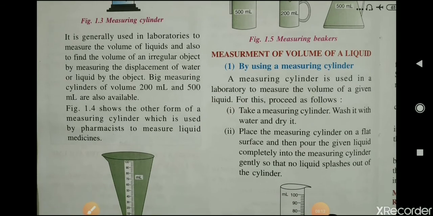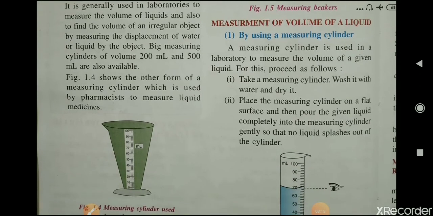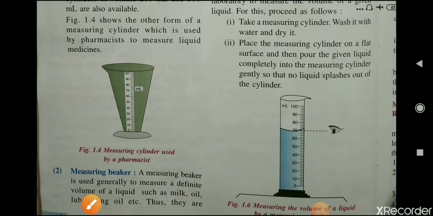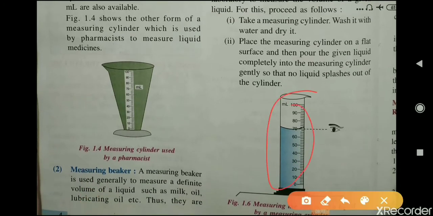Now measurement of volume of a liquid means how we can measure the volume using a measuring cylinder. Measuring cylinder is used in laboratory to measure the volume of a given liquid. For that, first you have to take a measuring cylinder, then wash it with water and dry it. Then place the measuring cylinder on a flat surface and then pour the given liquid completely into the measuring cylinder gently so that no liquid splashes out of the cylinder.